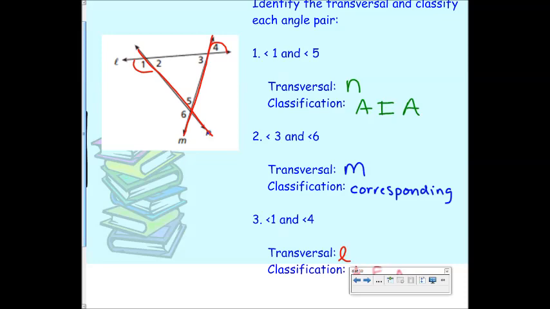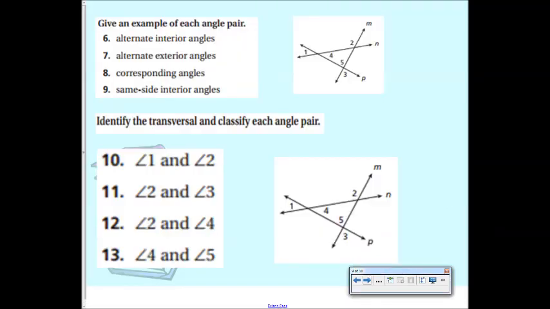Okay, so I would like you to skip 6, 7, 8, and 9 and do 10 and 11, just 10 and 11. What we just did for 10 and 11. So give me the transversal and then tell me what kind of pair it is. So classify it, do the transversal and classify.